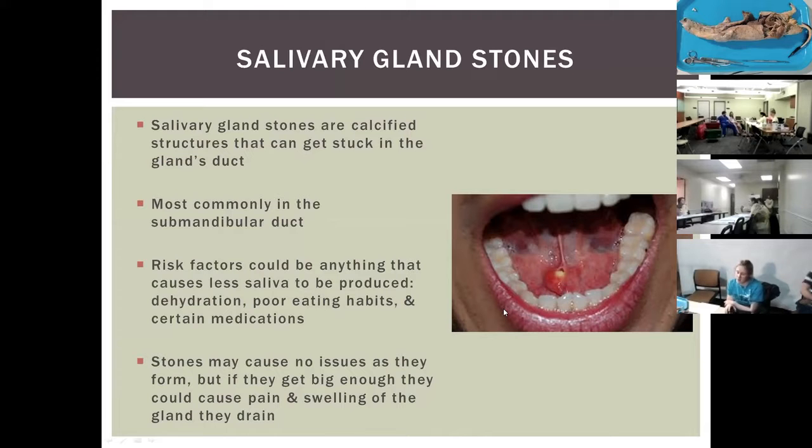So things that cause or could contribute to having salivary gland stones would be not salivating enough. You produce less saliva, and that could be caused by dehydration, poor eating habits, or certain medications that patients take. If small enough, the stones would cause no issues, but if they are large enough, they eventually can cause pain and swelling of the gland that they are draining.